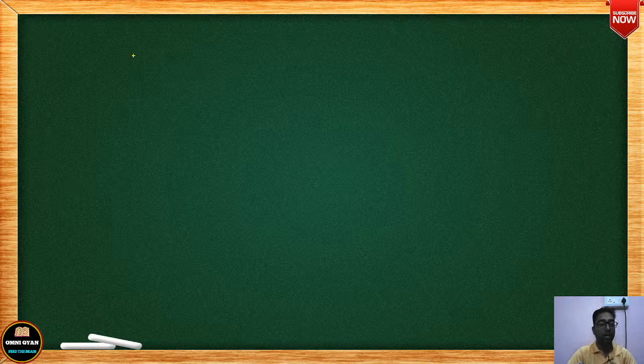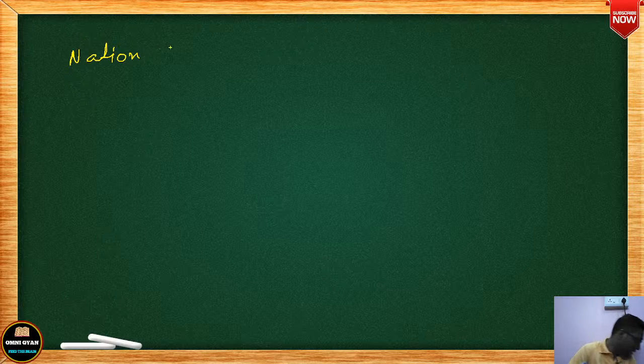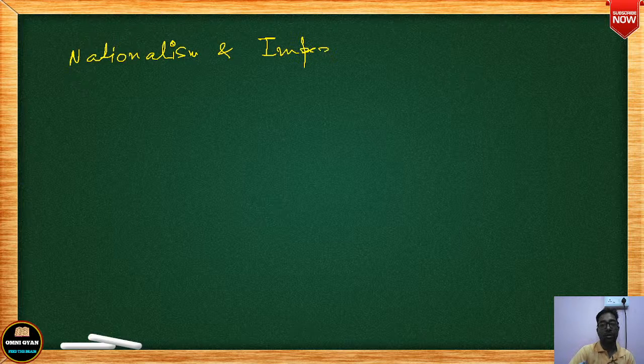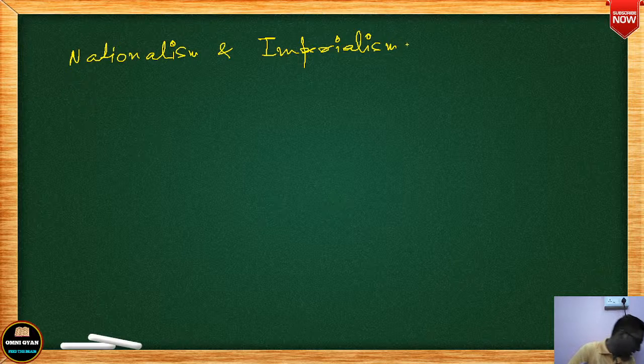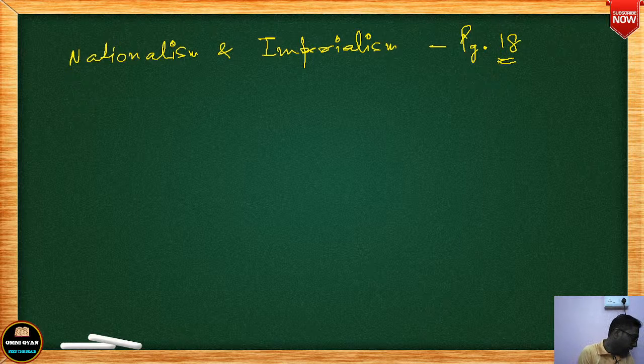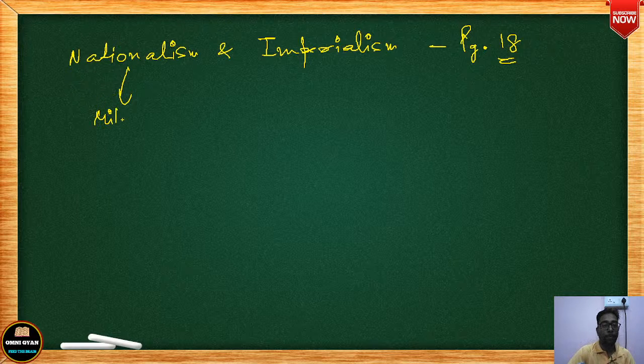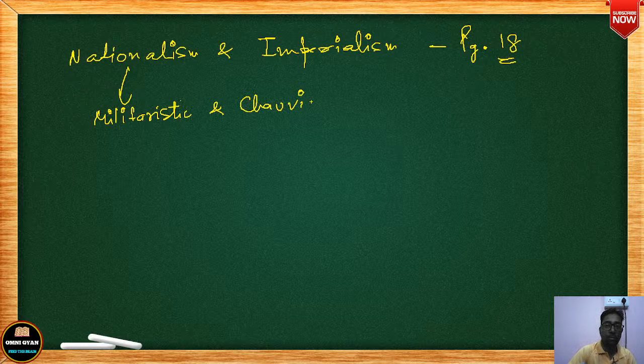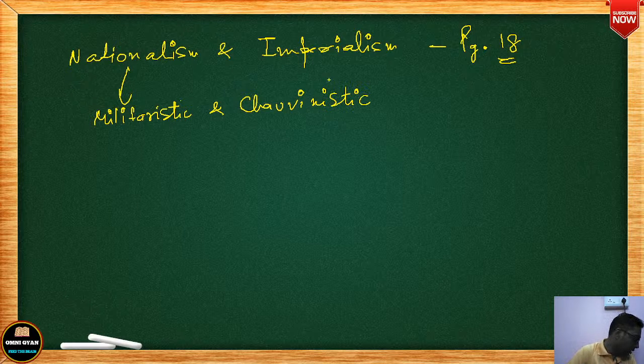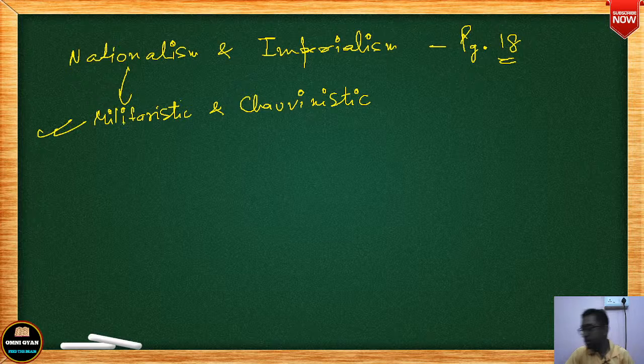Nationalism and imperialism, page number 18. You'll find it in your history book. So how nationalism became militaristic and chauvinistic, how it became militaristic, terroristic and chauvinistic, how it turned. All these things you study nicely.